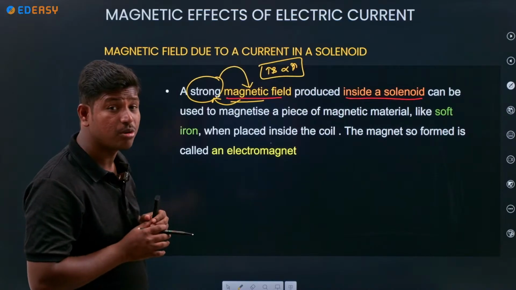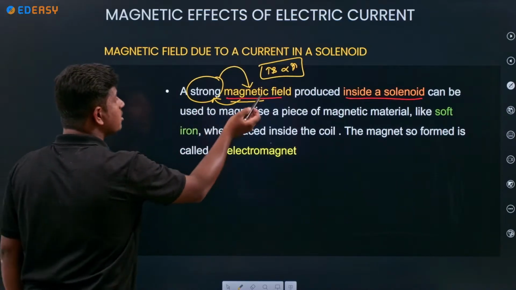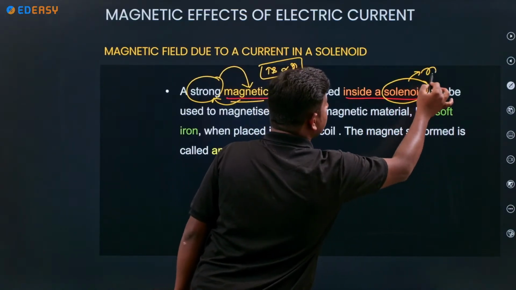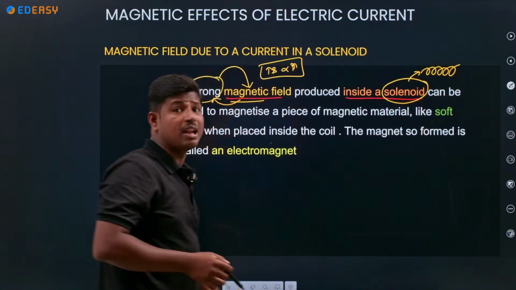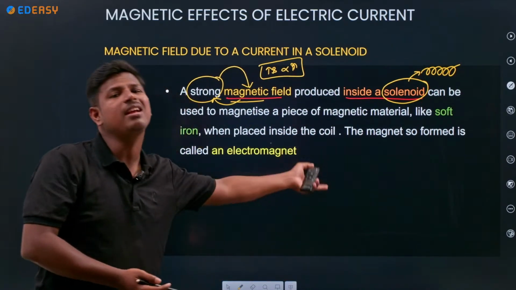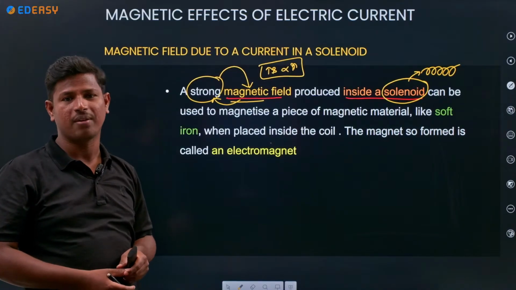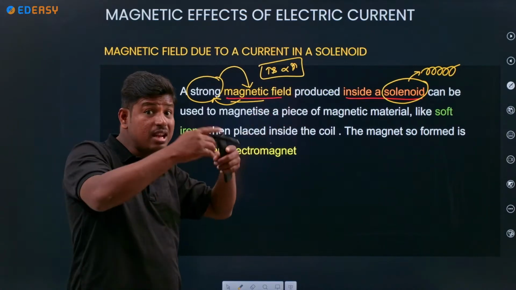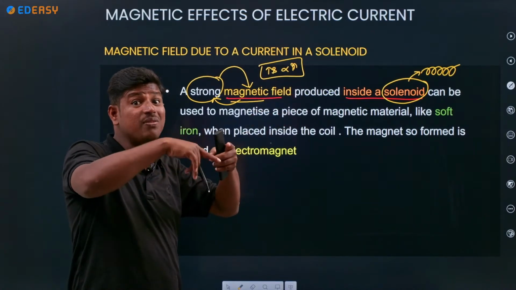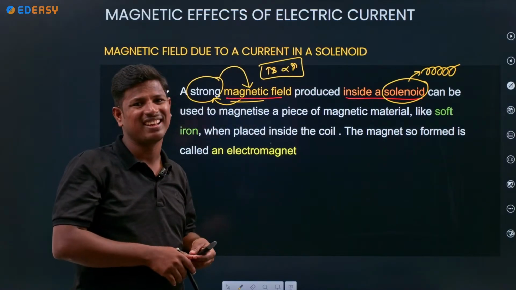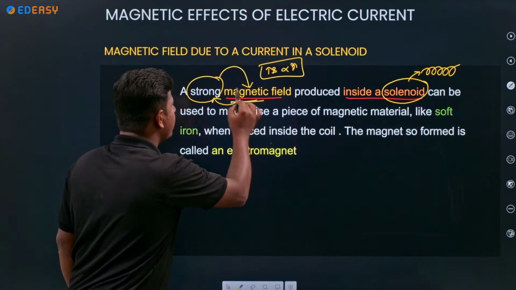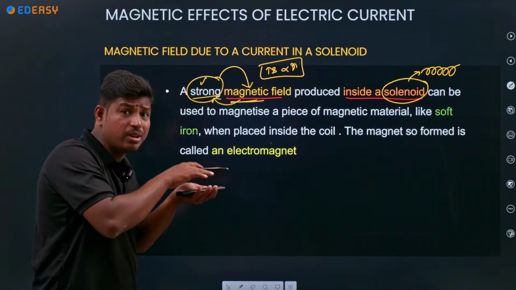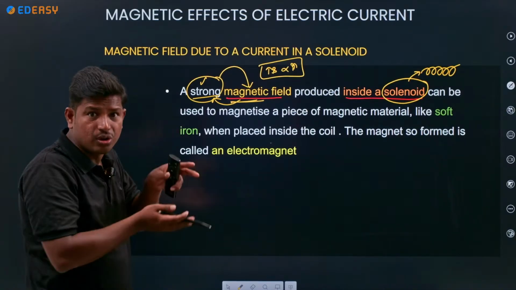How is it possible to produce a strong magnetic field? Because a solenoid is nothing but a number of turns. If the number of turns increases, the magnetic field increases. It has a relation with the number of turns. Current increases, magnetic field increases, that we know. If you increase the number of turns, the magnetic field also increases that many times. So the magnetic field is very strong because it forms closed loops, parallel and close to each other inside the solenoid.